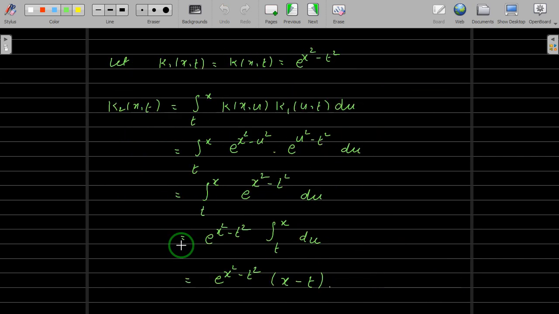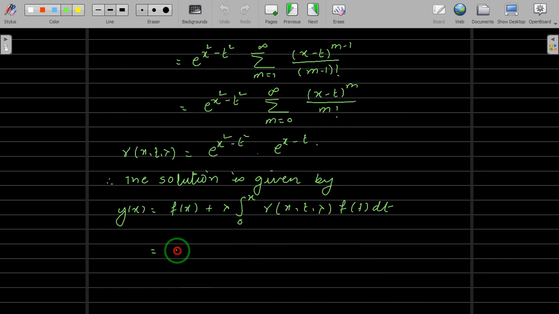f(x) is e raised to x square, then plus lambda is 1, so integral 0 to x, gamma we got this, so e raised to x square minus t square into e raised to x minus t, f(t) is e raised to t square dt. So simplify this integral, go on to the next page.